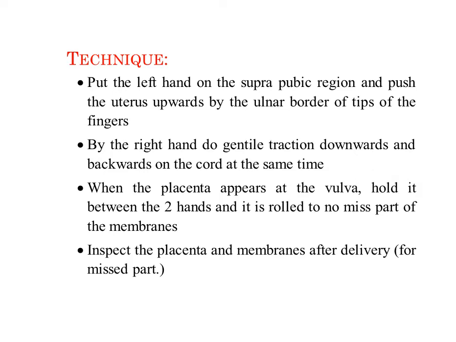Technique: put the left hand on the suprapubic region and push the uterus upward by the ulnar border of the tip of the finger. With the right hand, do gentle traction downward and backward on the cord at the same time. When the placenta appears at the vulva, hold it between the two hands and roll it so as not to miss any part of the membrane. Inspect the placenta and membrane after delivery for any missing part.